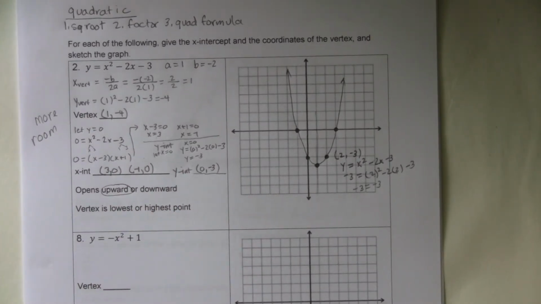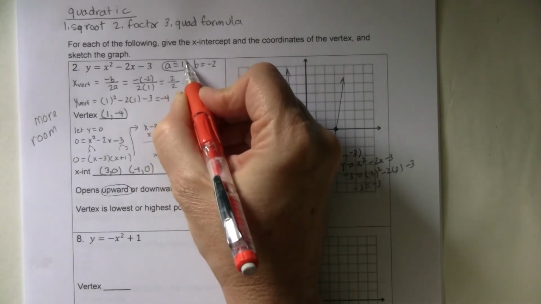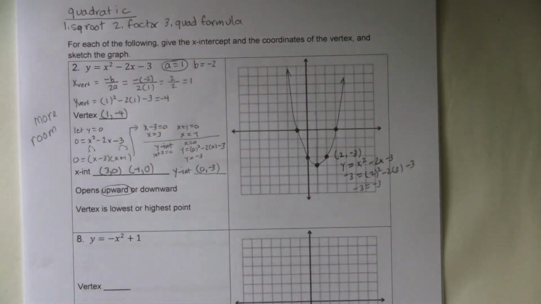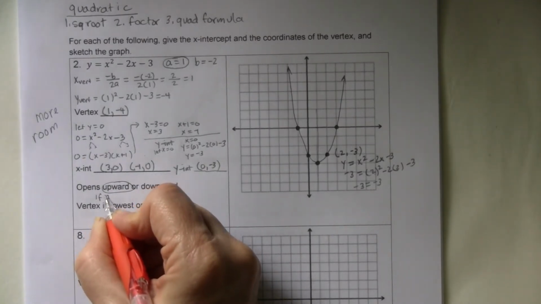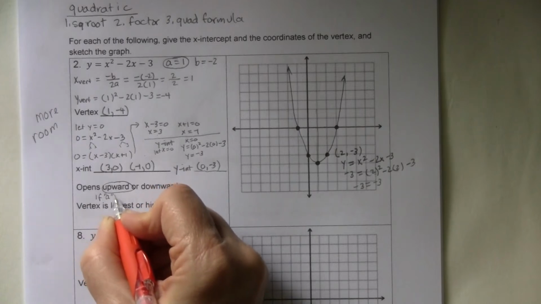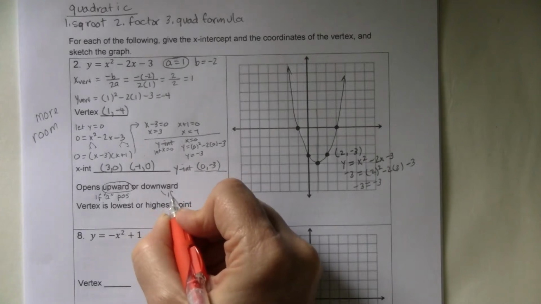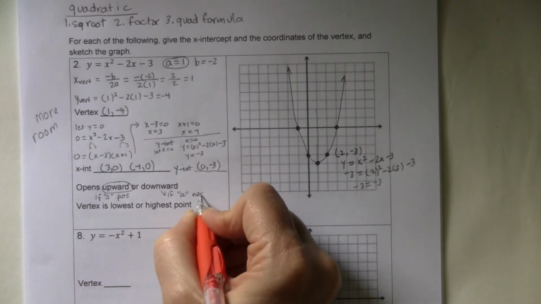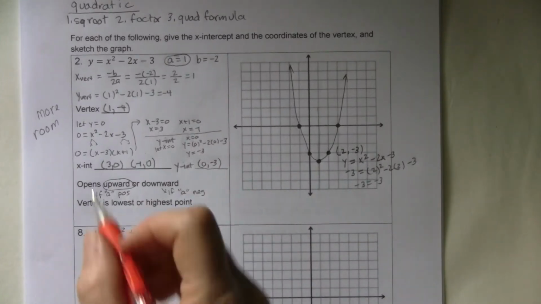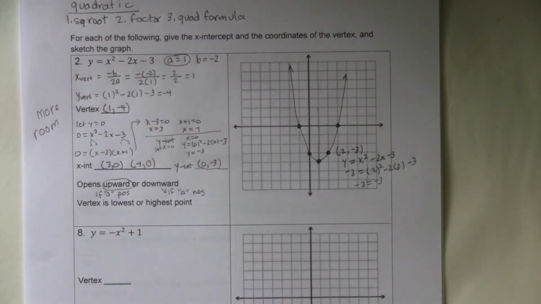The other thing that I want you guys to start noticing, and they tell us in the book as well, is that opening upward or downward goes with what A is. If A is positive, it always opens upward. And when A is negative, then it'll open downward. And so that lead term right here tells us if it opens upward or downward, by being positive or negative.